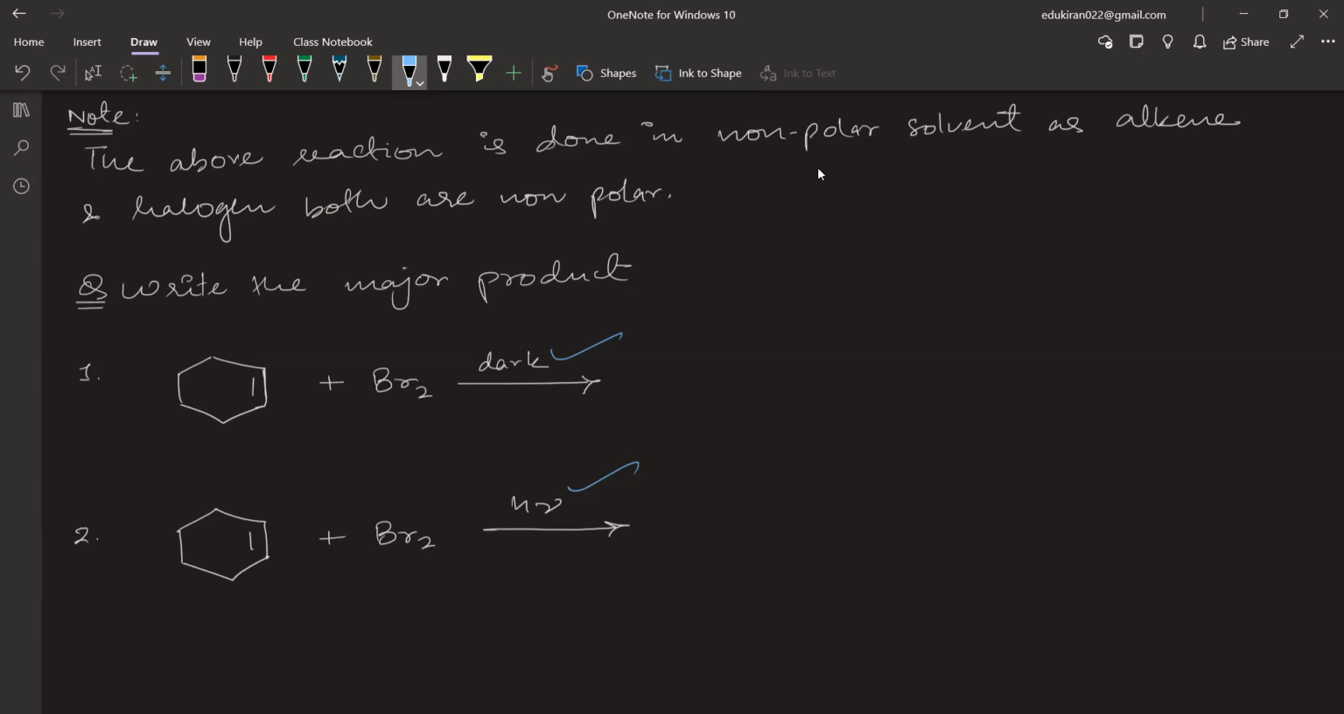When you are doing this in the light, then what is going to happen? You will be facing free radical halogenation, right? That means this H nu, this Br2, it will become Br free radical, and it will be seeking CH bonds. यहाँ CH है. Here also there is CH. Here also there is CH, right? So we have these CH bonds.